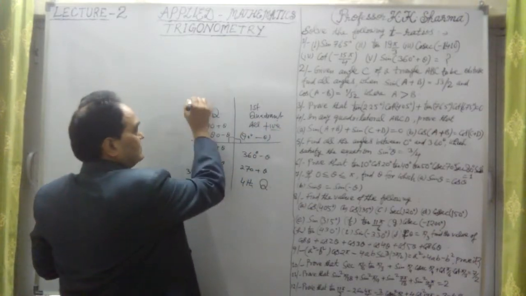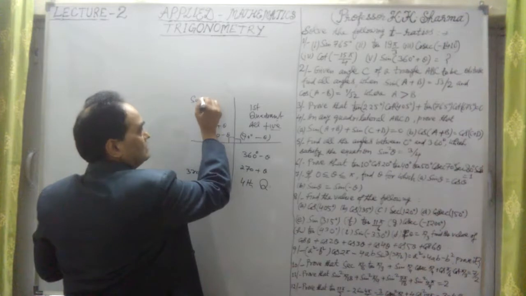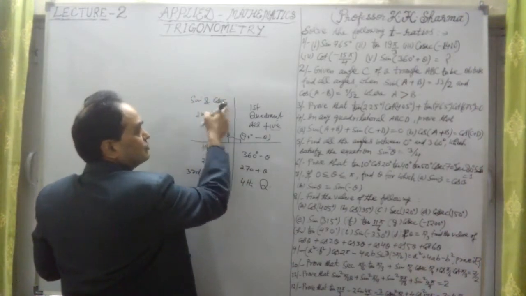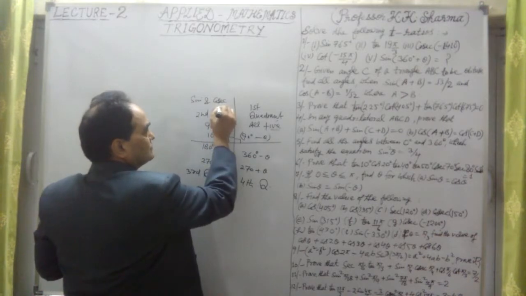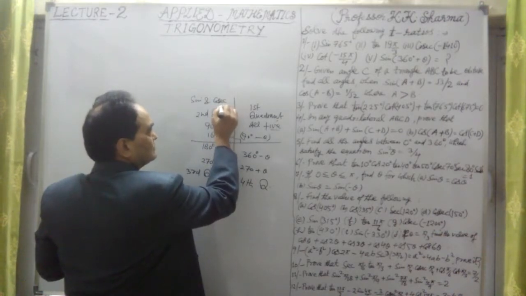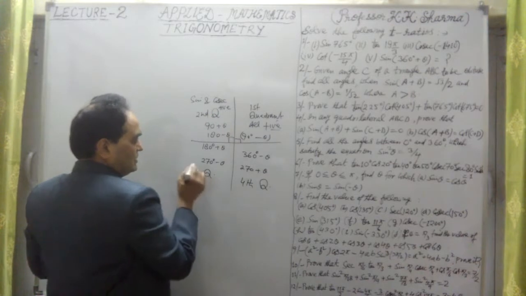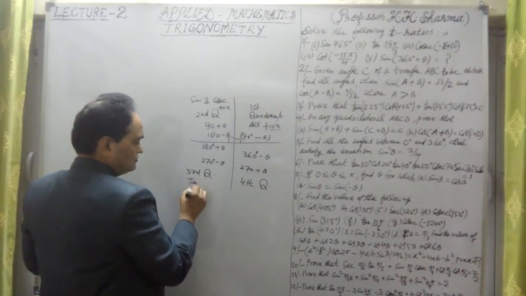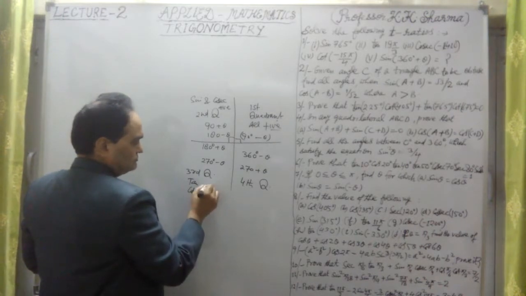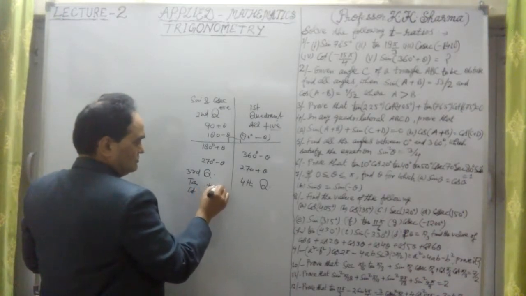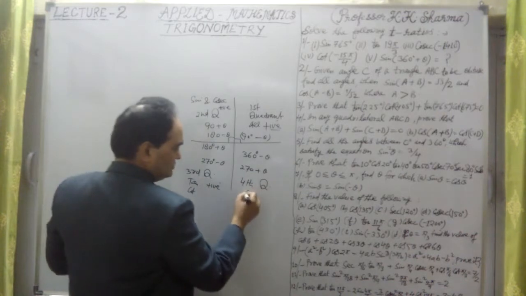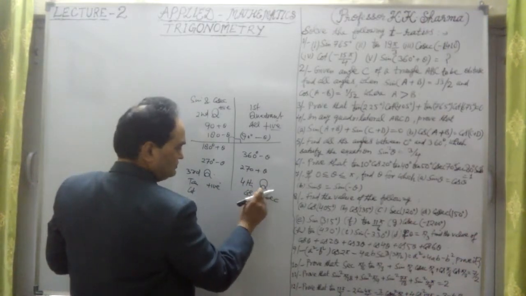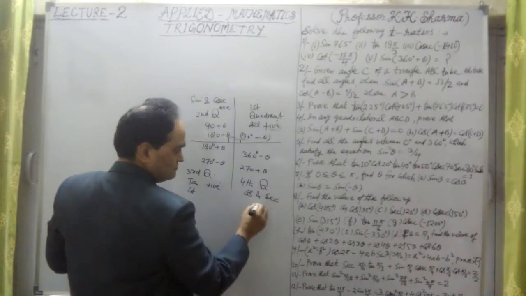Here in the second quadrant, sin and cosec, which are reciprocals of each other, are positive. And in the third quadrant, tan and cot, which are reciprocals of each other, are positive. Very important points here. In the fourth quadrant, cos and sec, reciprocals of each other, are positive.